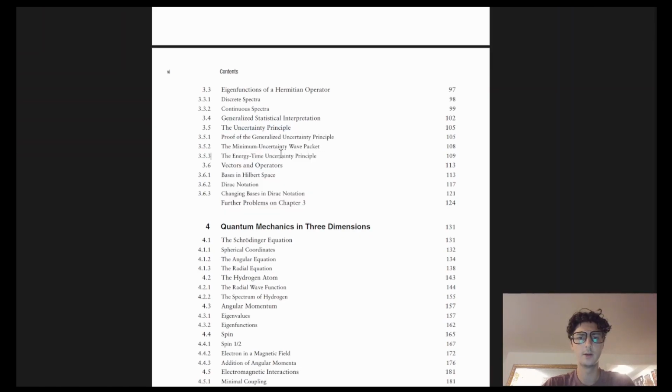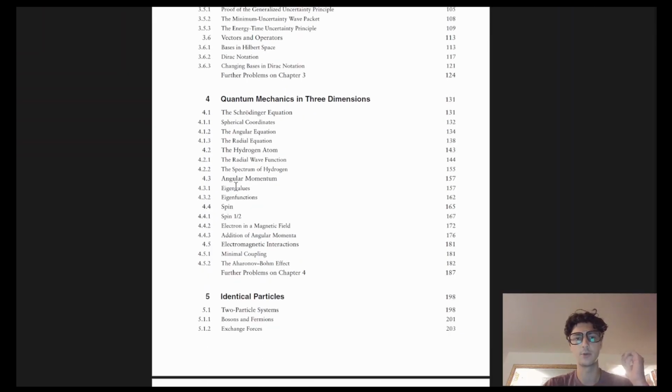The minimum uncertainty wave packet. The energy time uncertainty principle. Vectors and operators. Bases in Hilbert space. The Dirac notation. Let's go Dirac. Dirac is super cool. Changing bases in Dirac notation and some problems on chapter 3.